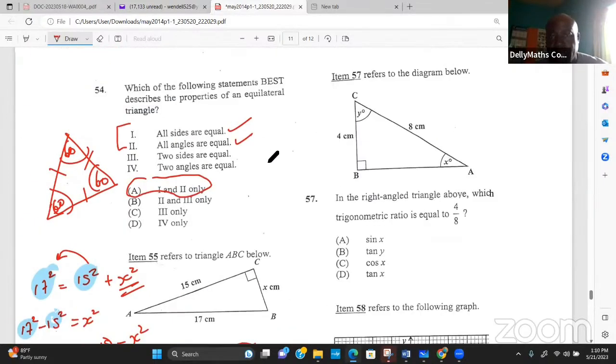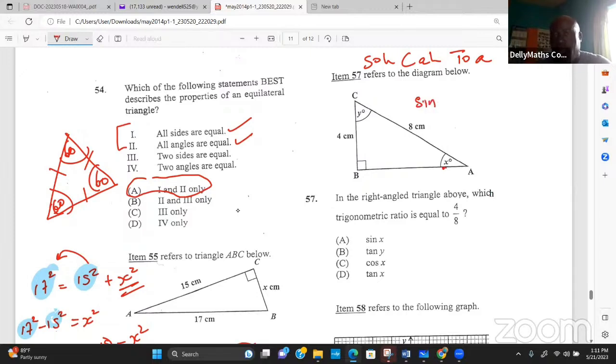57. Almost at the end. Hold on. 57 refers to the diagram below. In the right angled triangle above, which trigonometric ratio is equal to 4 over 8? I'll set it up. Remember, it's a right angle, so I'm going to write SOH CAH TOA. I'll write them down and then look if the answer is there.